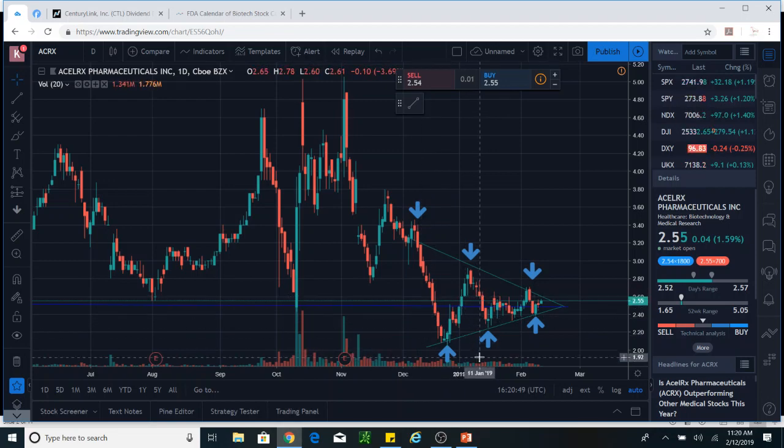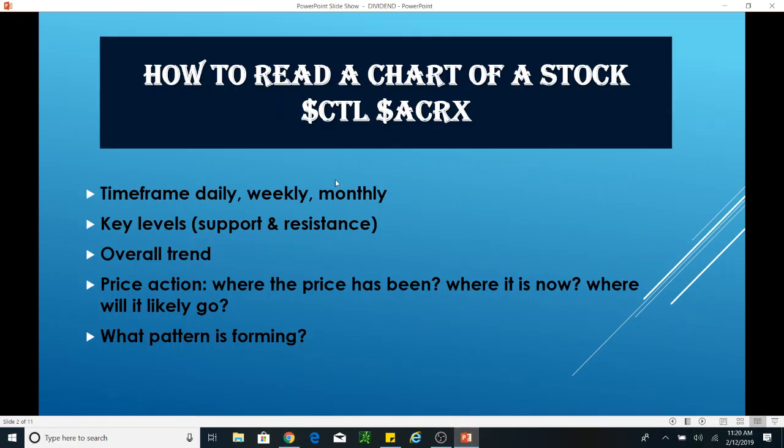So I will summarize what I said. When you want to read a chart of a stock, you want to use a daily, weekly or monthly time frame, depending on your intention. You can use the hourly, the 5 minute, the 2 minute, depending on your trade, whether you are day trading or swing trading. You might use a weekly or monthly for investing, and daily for day trading, swing trading, scalp trading, and position trading as well.